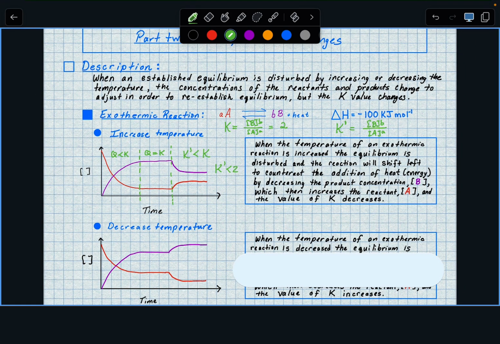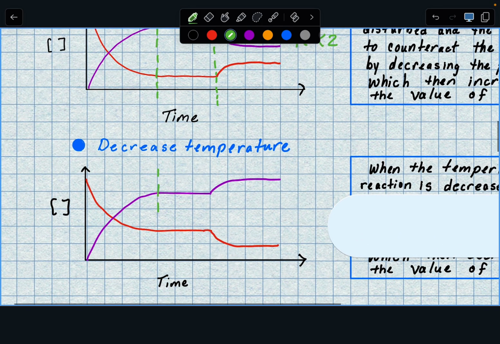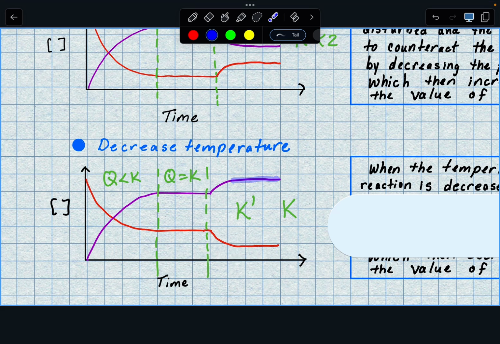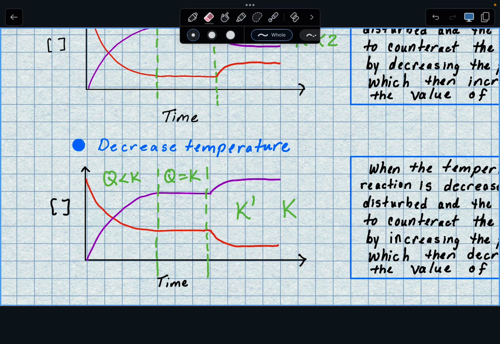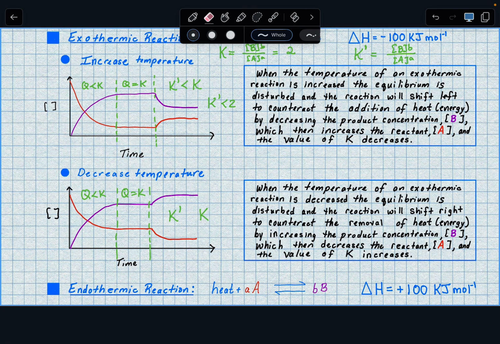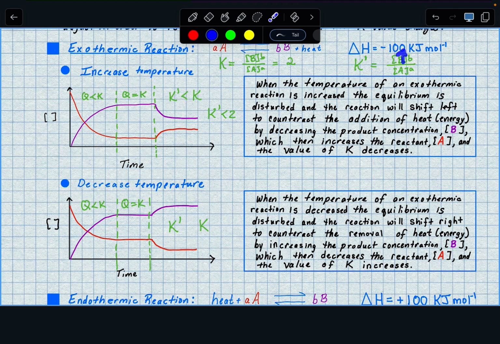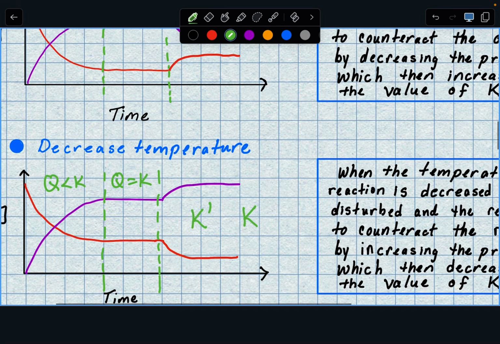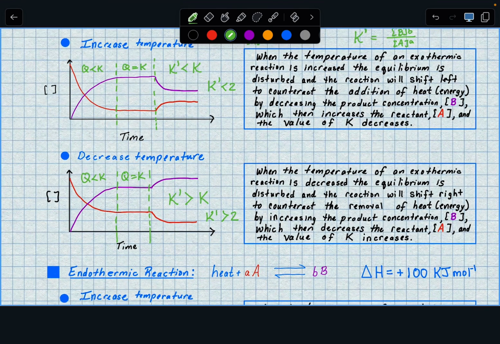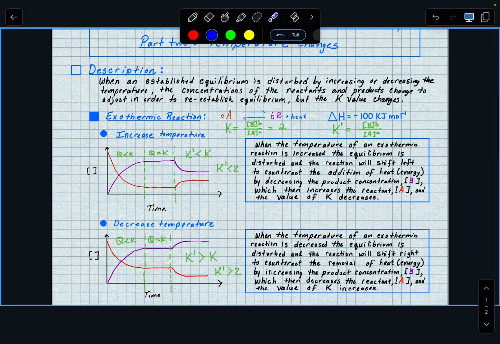We're going to stick with an exothermic reaction and look at what the graph would look like approximately. Again, we have our equilibrium being established here, then it's disturbed at that point. Here's where Q equals K, Q would be less than K, and then we have a new K prime. Comparing K prime to the old K, it's kind of obvious: you've got product higher, reactant lower. Both of those factors cause the K value to increase, because the numerator goes up and the denominator goes down. So the new K prime is greater than the old one, meaning K prime would be greater than 2 if our equilibrium constant was originally 2.